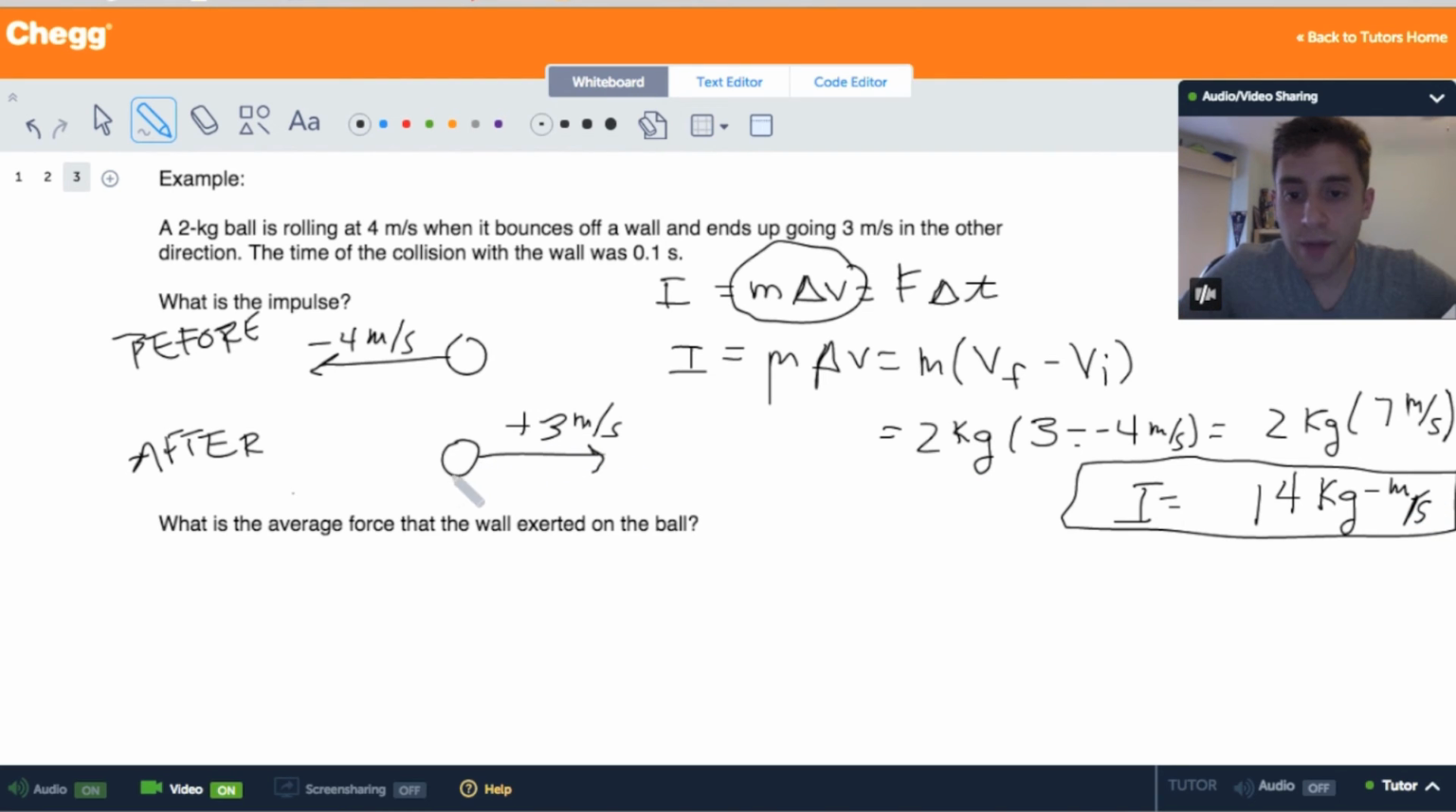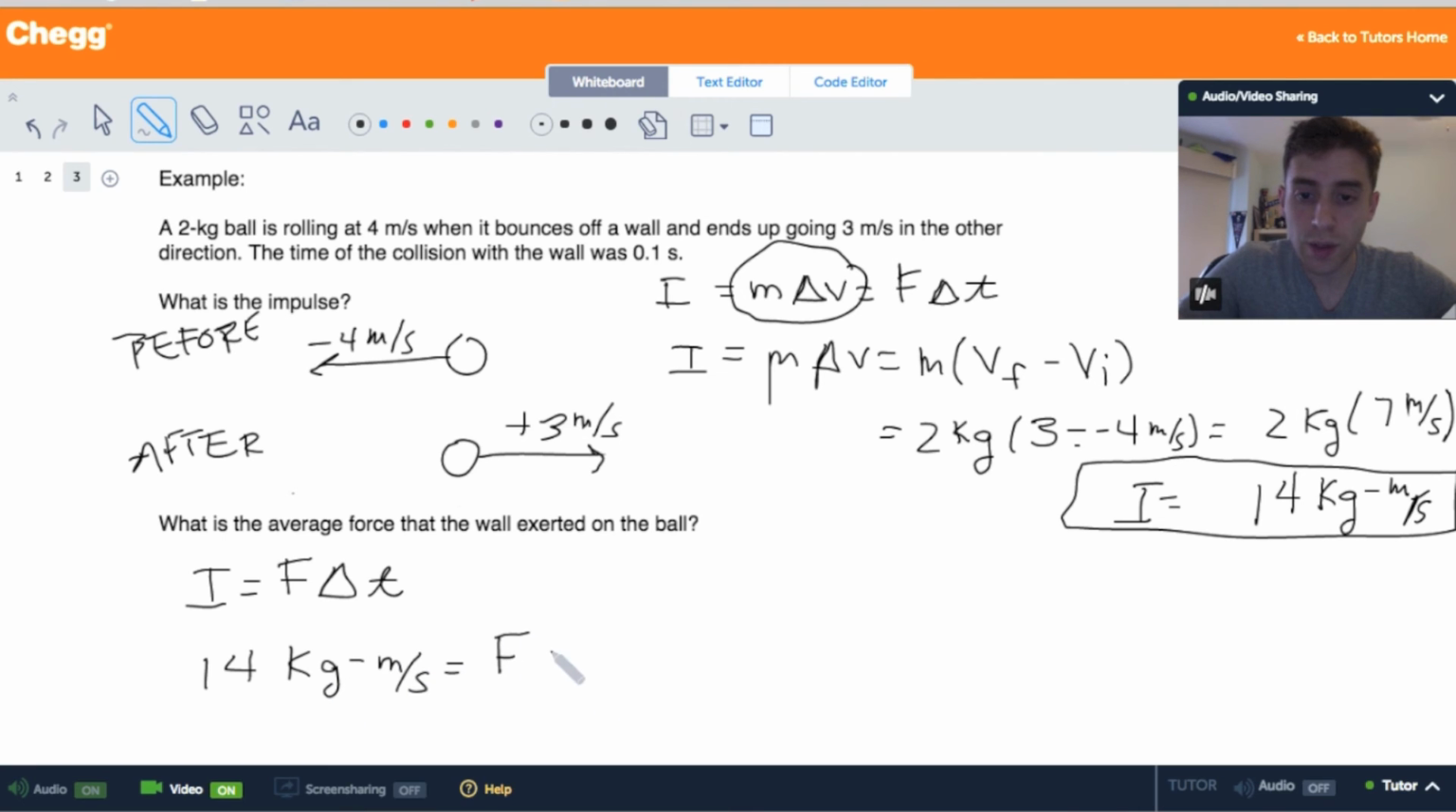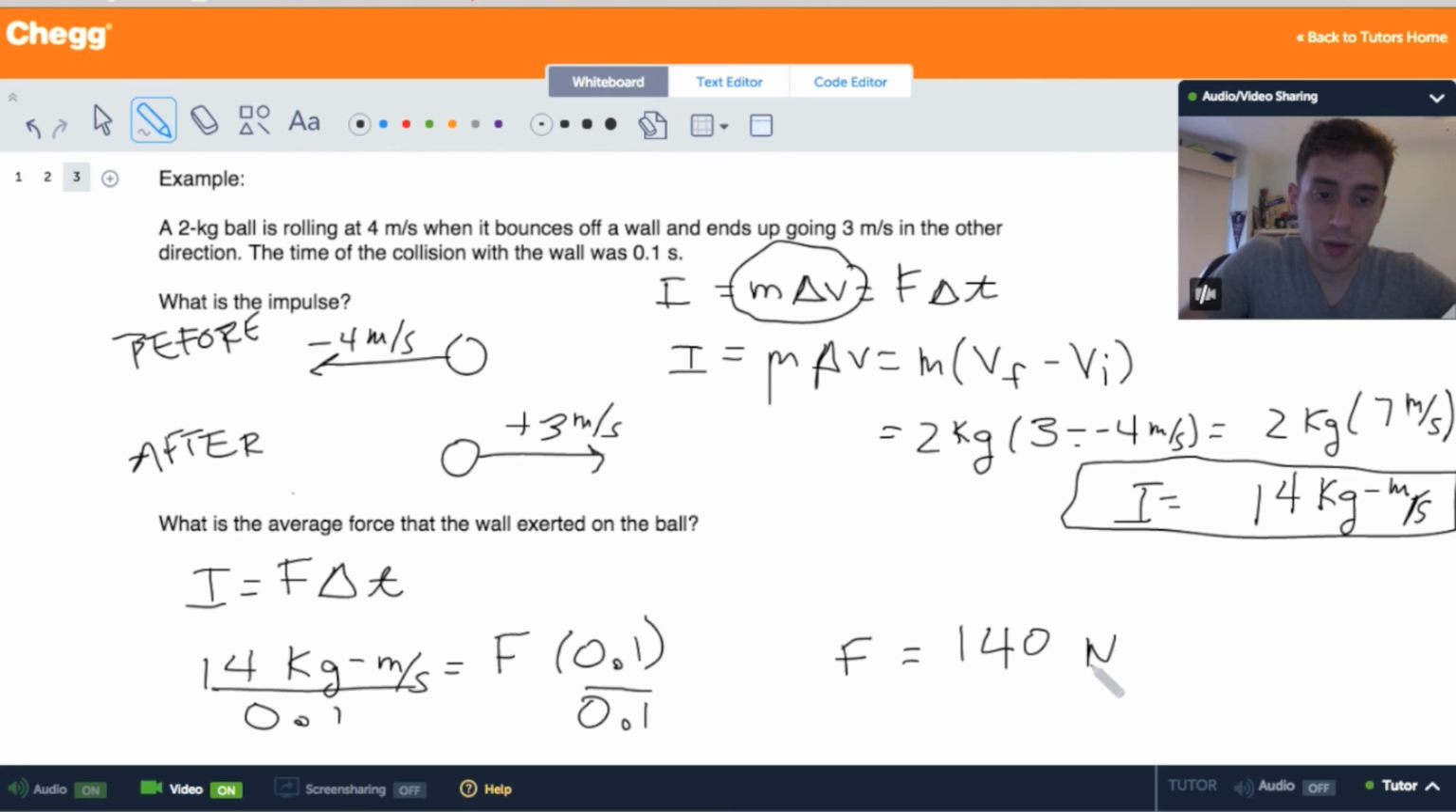So what is the average force that the wall exerted on the ball during this collision, during this change in momentum? We also know that impulse is equal to the average force over some period of time. So we have our impulse, 14 kilogram meters per second. This is equal to the force times some period of time, which was 0.1 seconds. So then we divide both sides by 0.1, and we get the force is equal to 140 newtons.